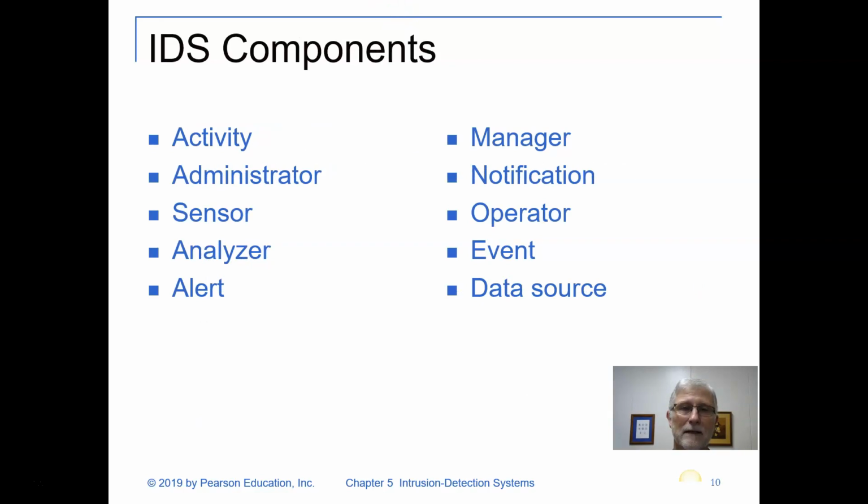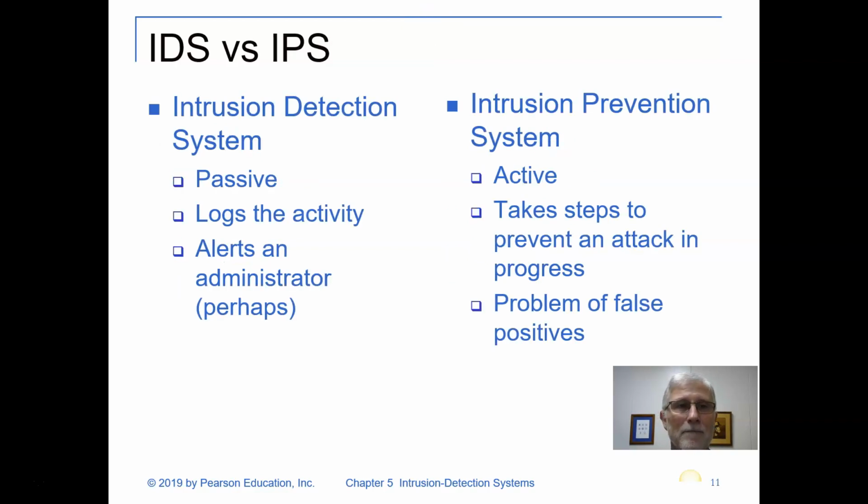Now, there are at least 10 different components to an IDS: activity administer, sensors, analyzers, alerts. All of these are defined in the textbook. I'll let you try to read that. It's actually pretty good. But now, the question is, there are a couple of different systems out there: intrusion detection systems and intrusion prevention systems.